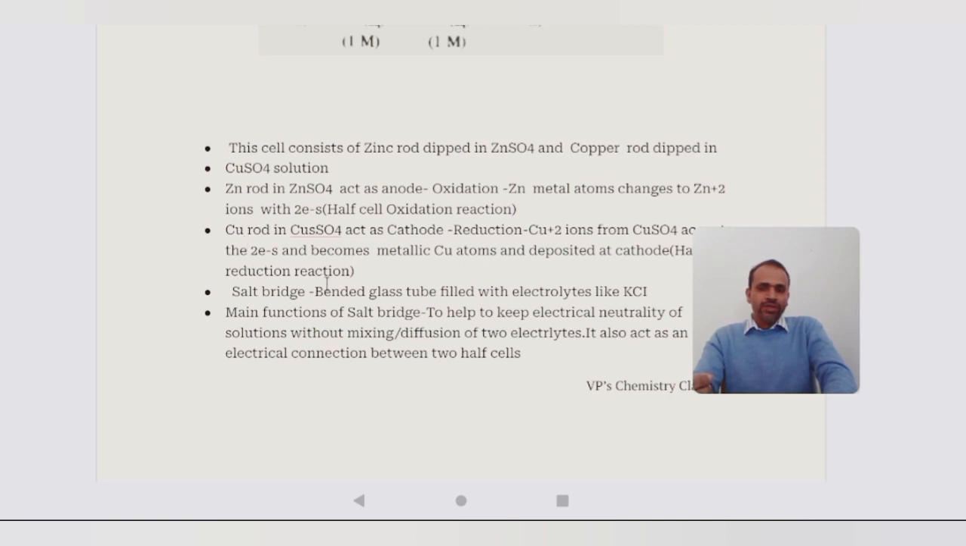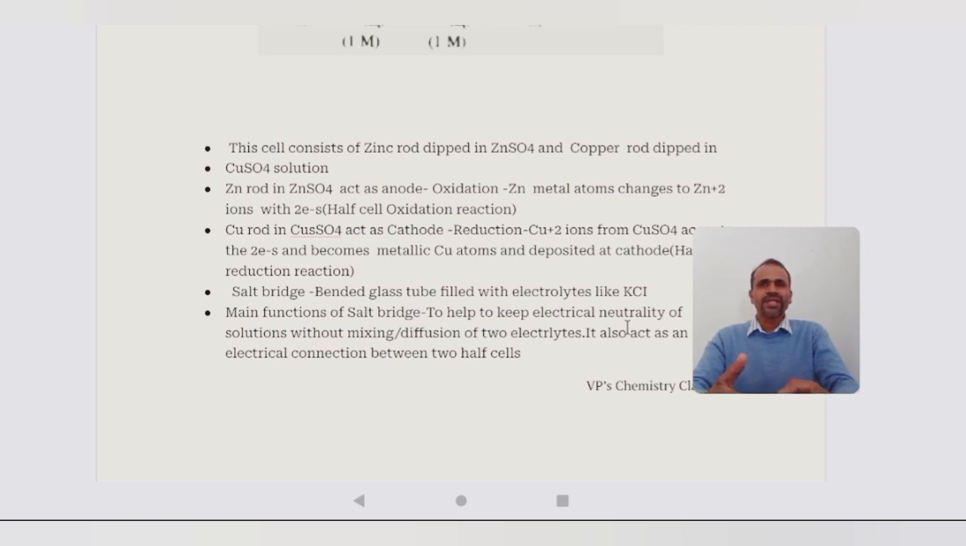Another important thing we have to discuss is the salt bridge. A salt bridge is a bent glass tube filled with electrolytes like potassium chloride. What is the main function of the salt bridge? Why are we using it? The main function of the salt bridge is to help keep the electrical neutrality of the solutions without mixing of the two electrolytes. So that always keeps electrical neutrality.